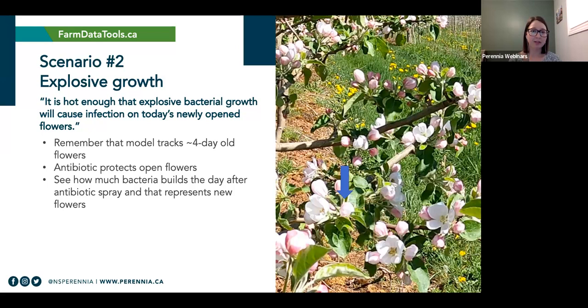So the next scenario here is the case of explosive bacterial growth, and this can happen sometimes. What happens is on a single day, it's hot enough that if a flower does become inoculated with bacteria, that bacteria can grow fast enough to reach such a high level that it could cause an infection. So in this scenario, we're thinking about these new flowers. So this is a video here that I'm going to play.